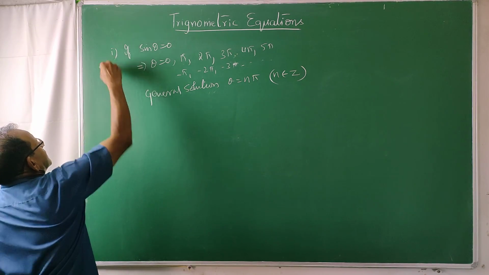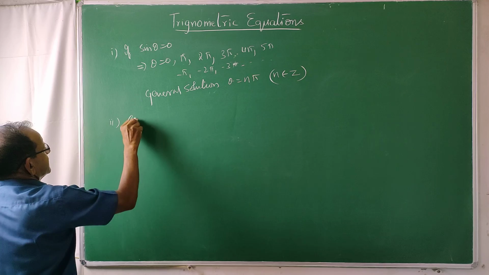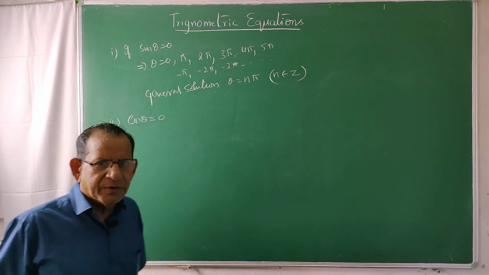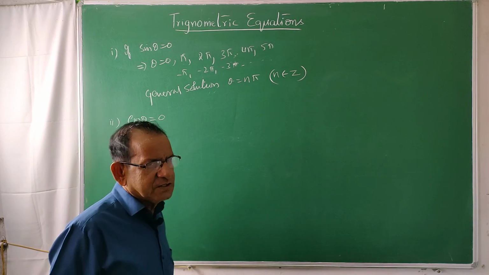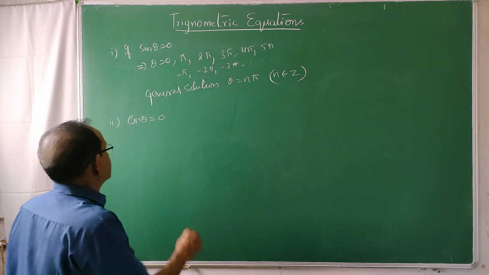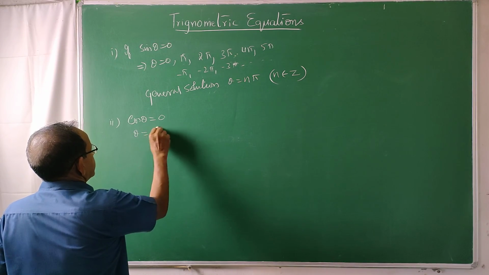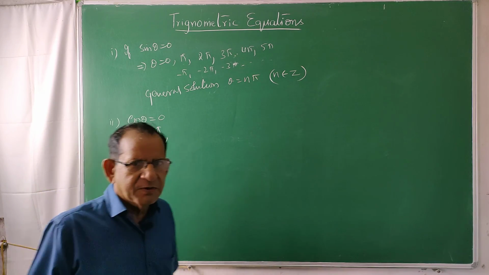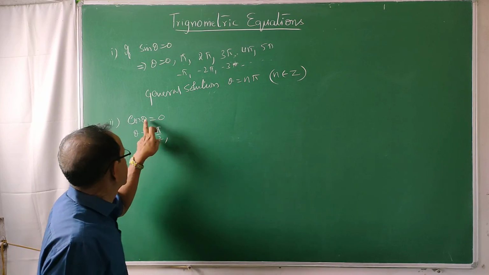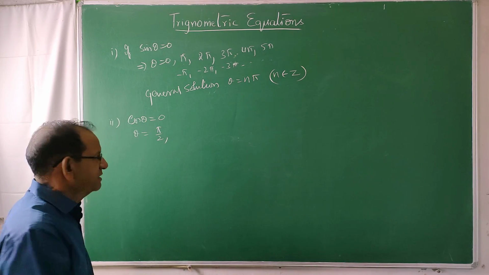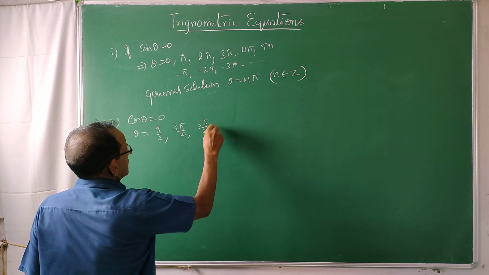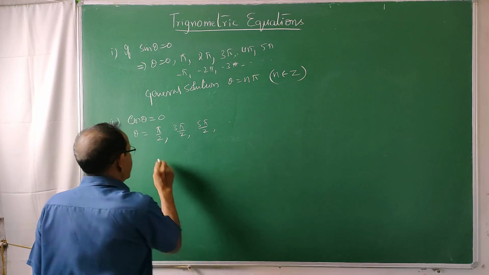Now the second one, suppose you get cos theta is equal to 0. First of all, you will get one value between 0 and pi to get cos theta is equal to 0. That value is, cos 90 is 0, so theta is equal to pi by 2. And any odd multiple of pi by 2, that is 3 pi by 2, 5 pi by 2, 7 pi by 2, all those values will satisfy this equation in place of theta. So you can write 3 pi by 2, 5 pi by 2 and so on.